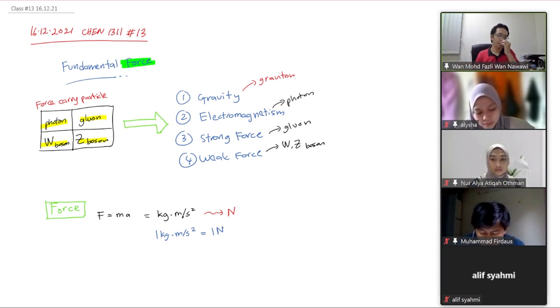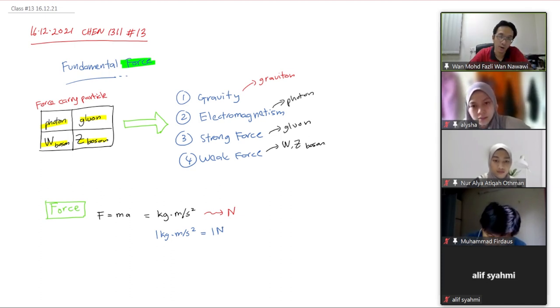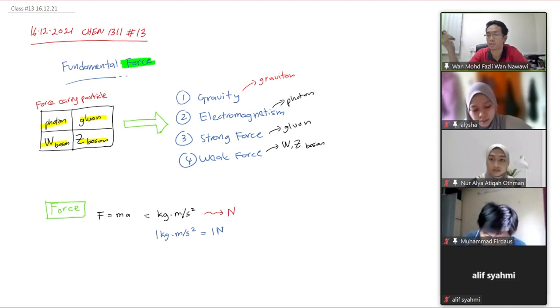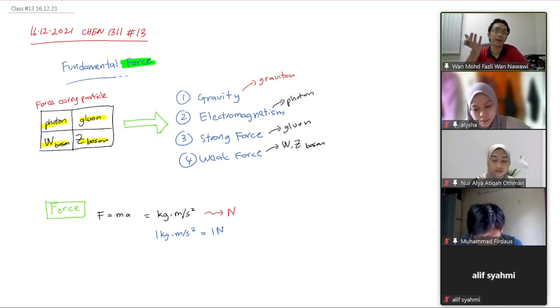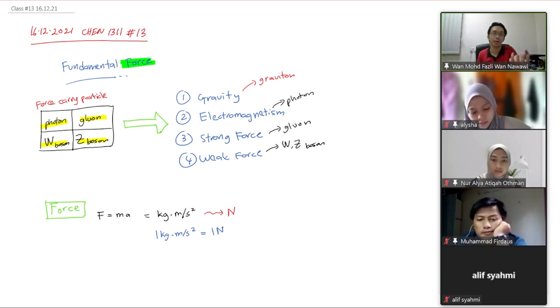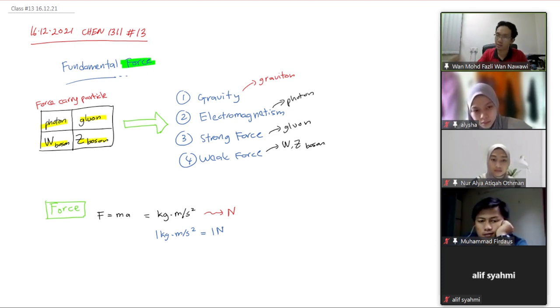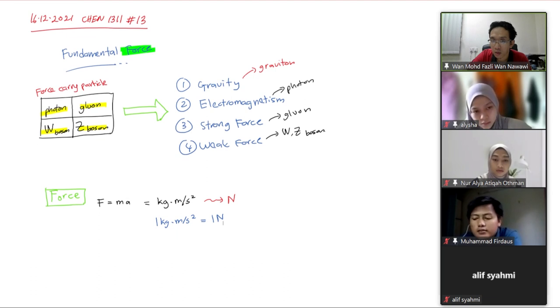But then if people ask you, how does 1 Newton feel? Because force is basically pushing or pulling of something, or attraction, I mean, the feeling. So how much is 1 Newton? Okay, you know 1 Newton is 1 kg meter over second squared and so on. But if the layman asks you, how much is 1 Newton? People can give some abstract idea about how heavy 1 kilogram is. But in terms of force, how much is 1 Newton?